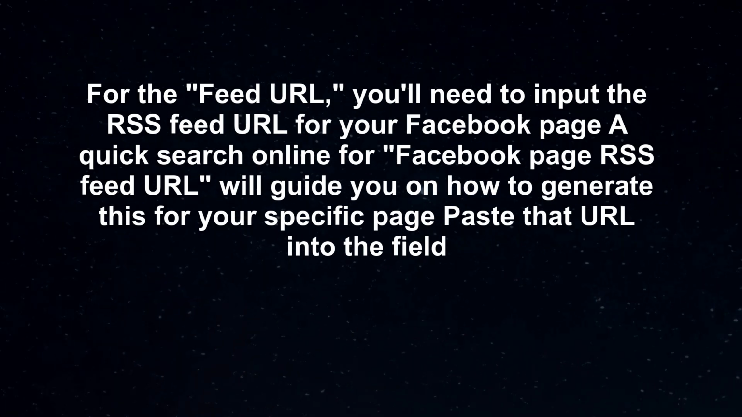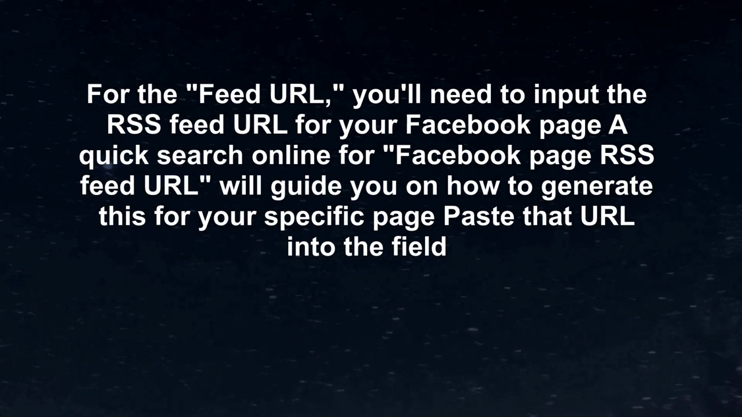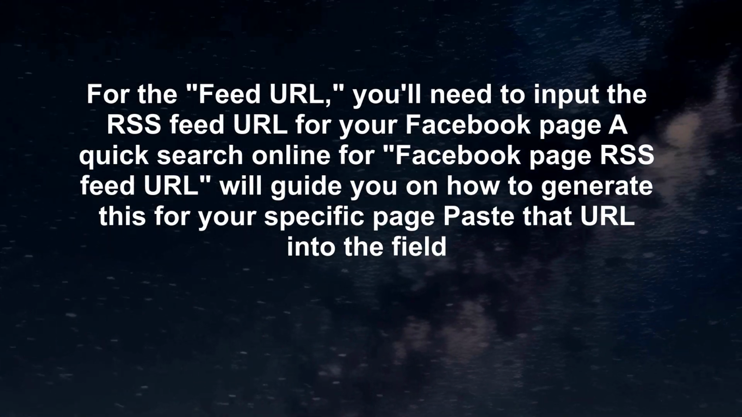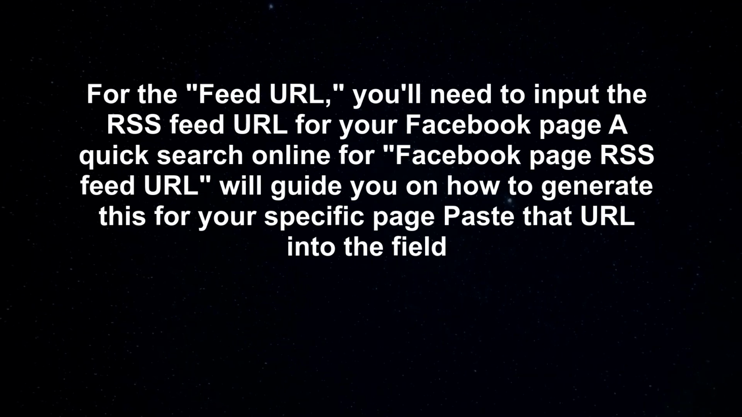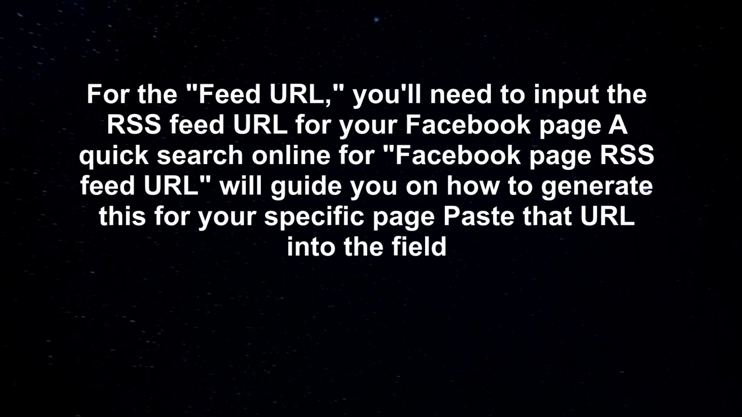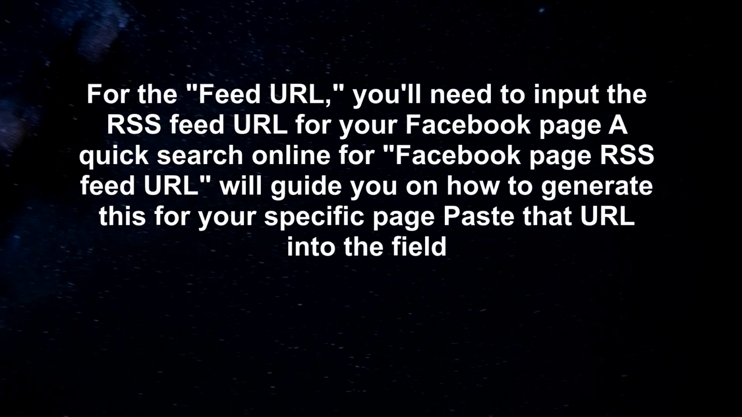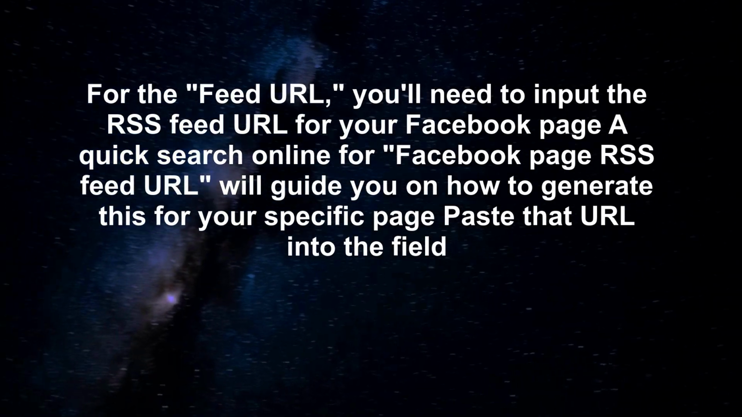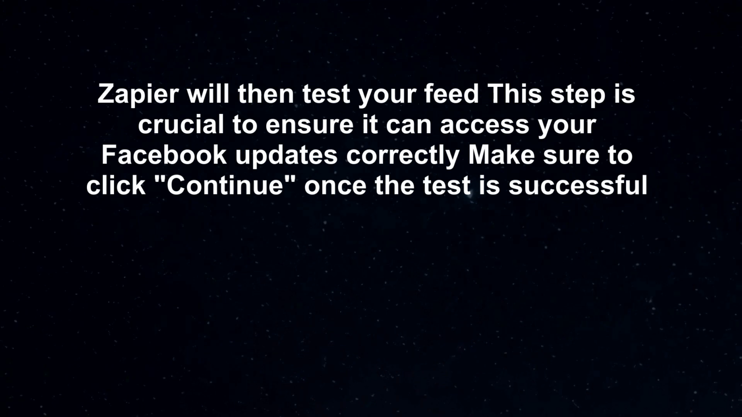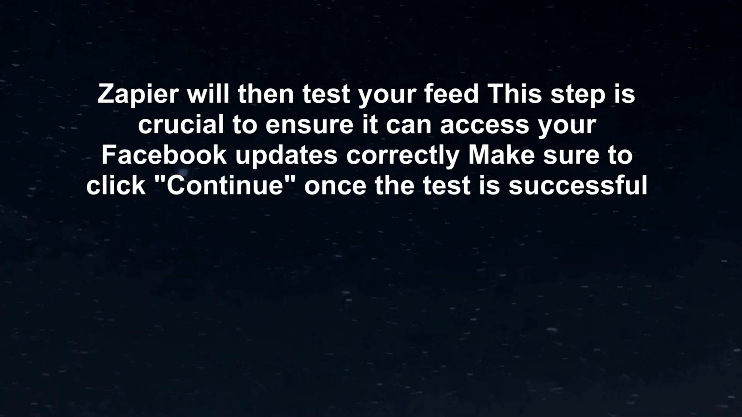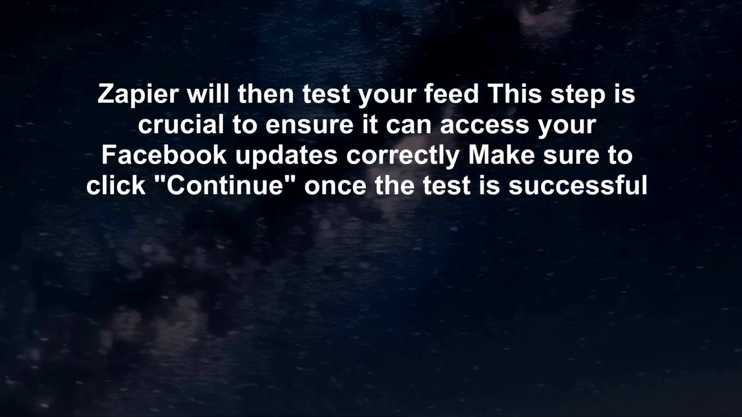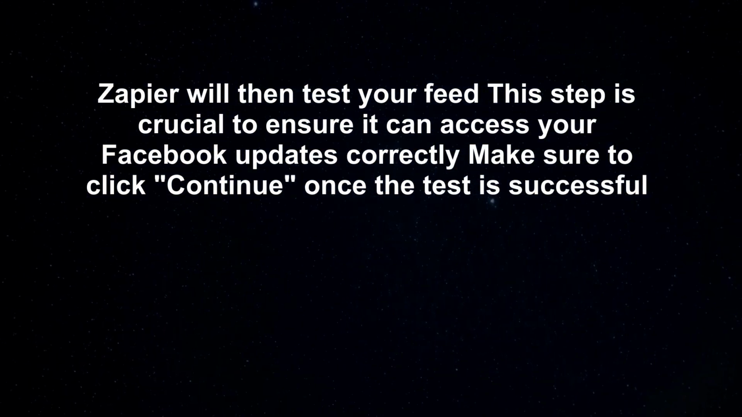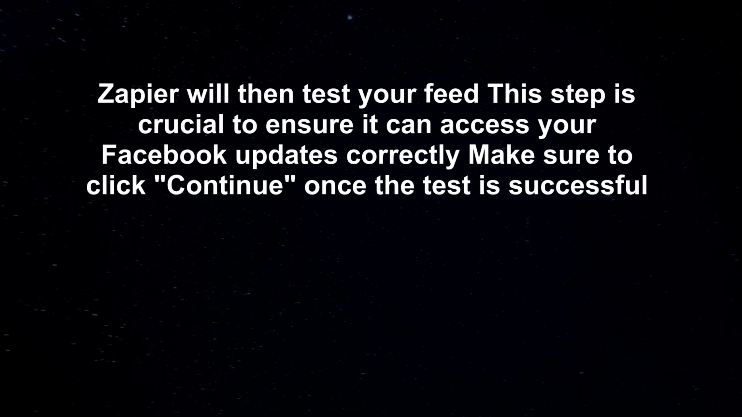For the feed URL, you'll need to input the RSS feed URL for your Facebook page. A quick search online for Facebook page RSS feed URL will guide you on how to generate this for your specific page. Paste that URL into the field. Zapier will then test your feed. This step is crucial to ensure it can access your Facebook updates correctly. Make sure to click Continue once the test is successful.